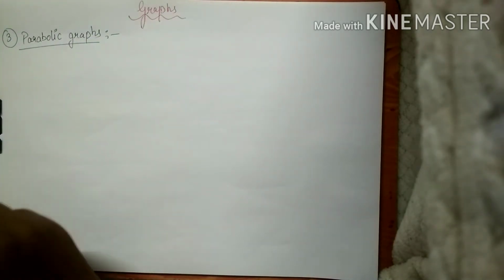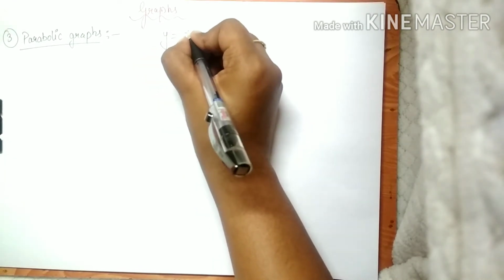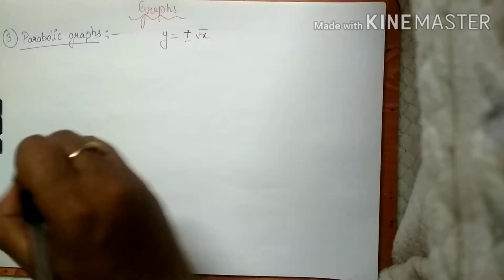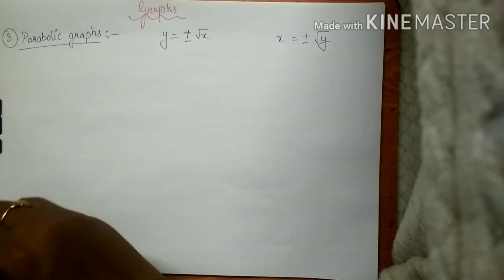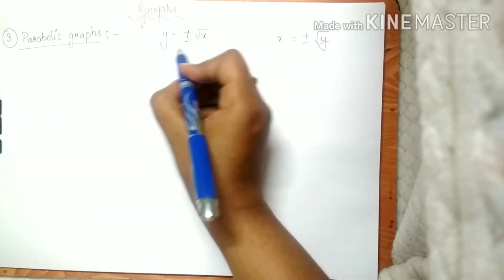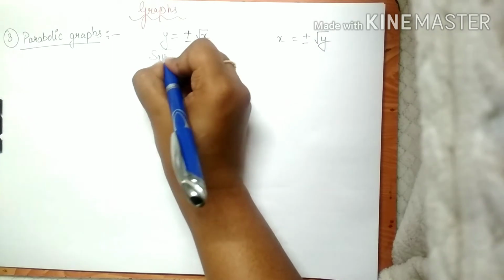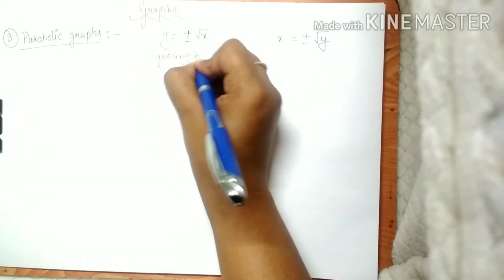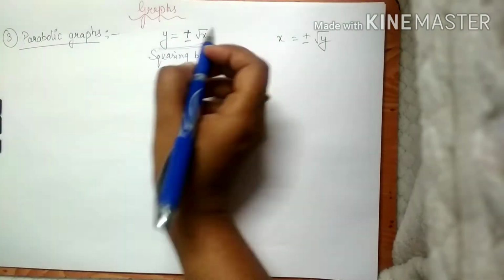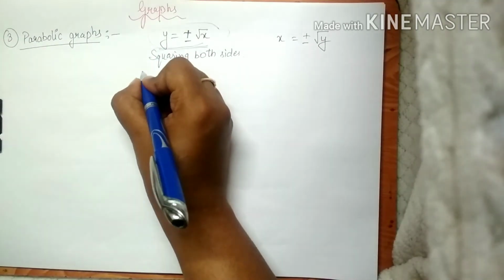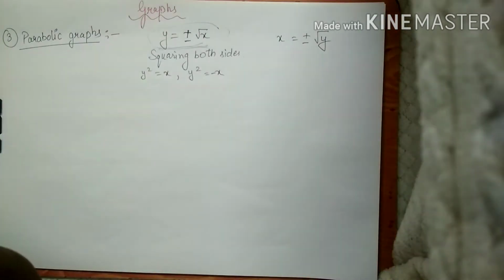For parabolic graphs, we can get two types of equation. y is equals to plus minus root x and x is equals to plus minus root y. From here, suppose first I am taking this equation. If I square both sides, on squaring both sides, what I can get is two types of equation from this single equation, that is y square is equals to x and y square is equals to minus x, right?